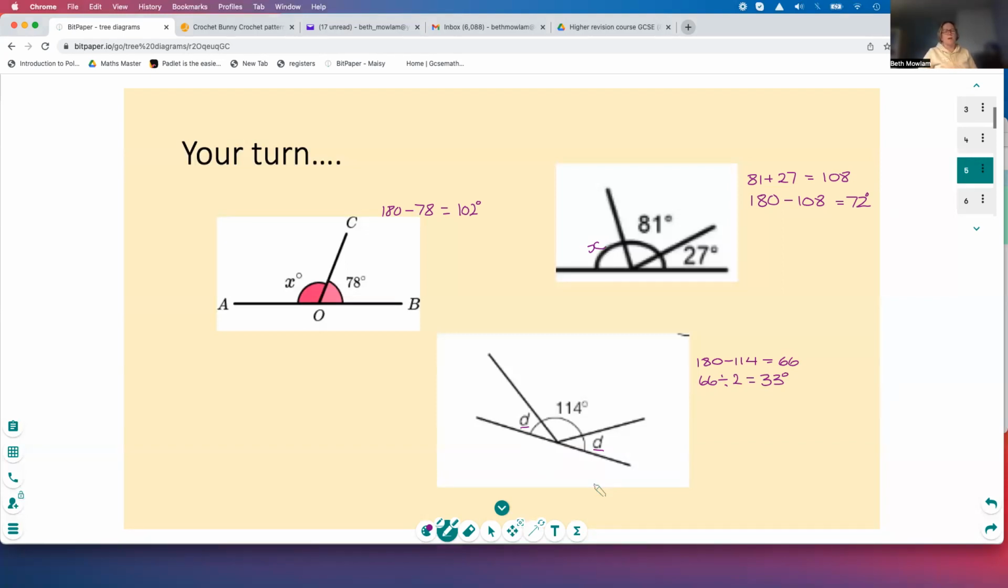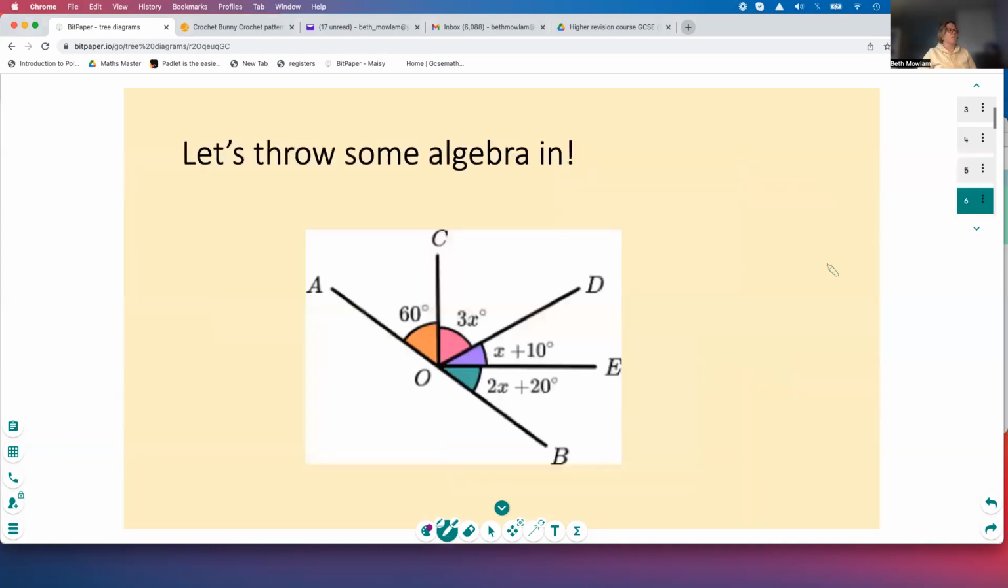So recap, angles on a straight line add up to 180 degrees. That is the language you want to use when you're giving your reasons, but we'll talk about that later. Now this is where it gets slightly tougher. So here we still have some straight lines and we have lots of algebra. Now we want to work out each of the angles. So let's think about what we know.